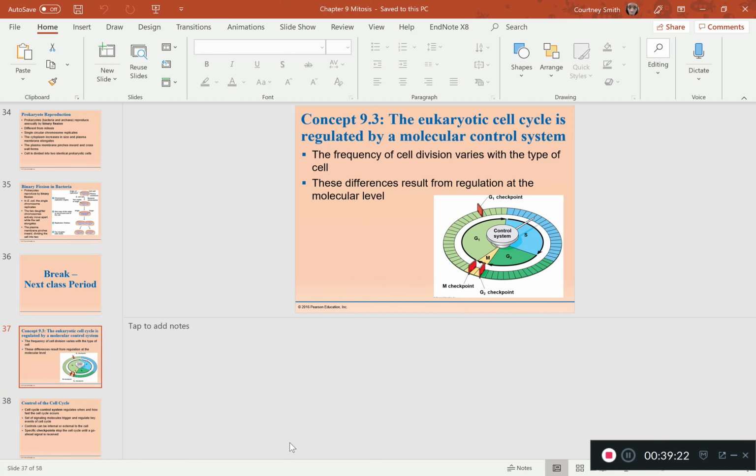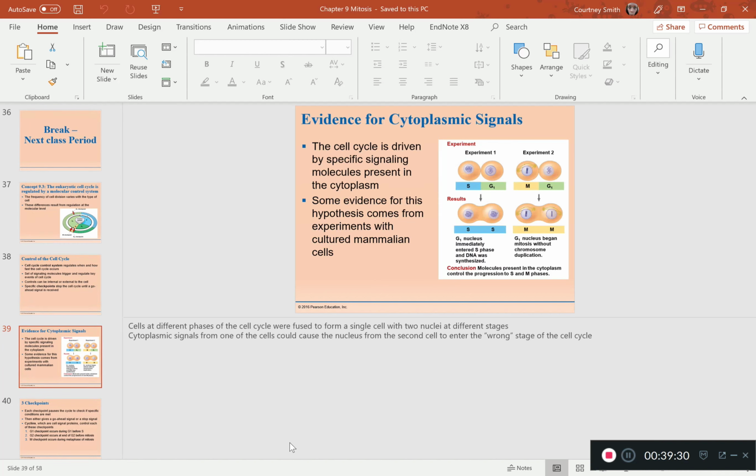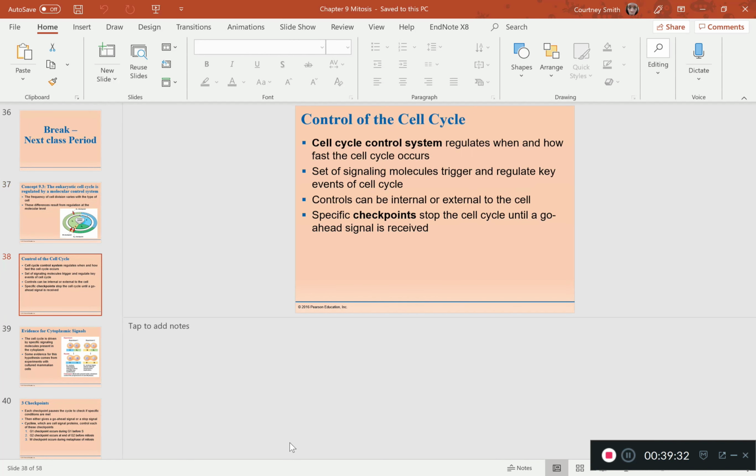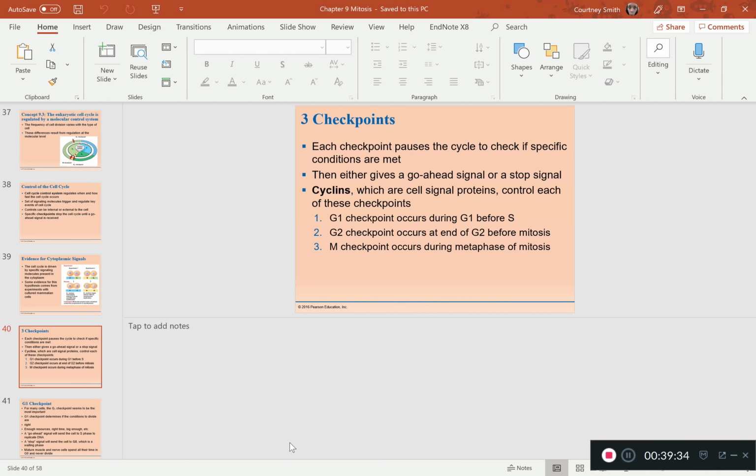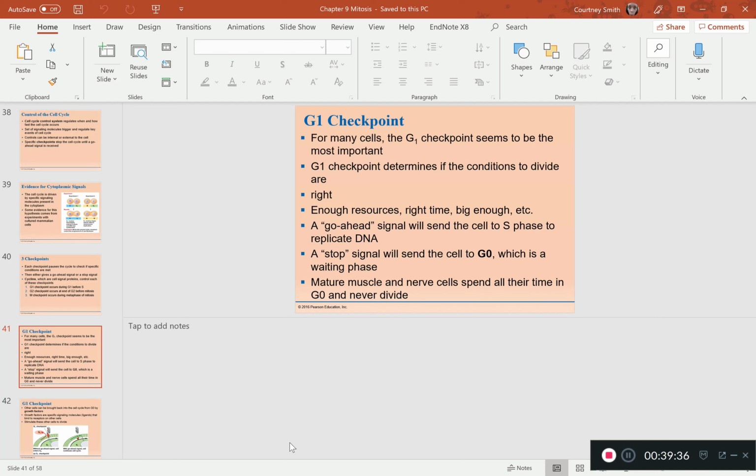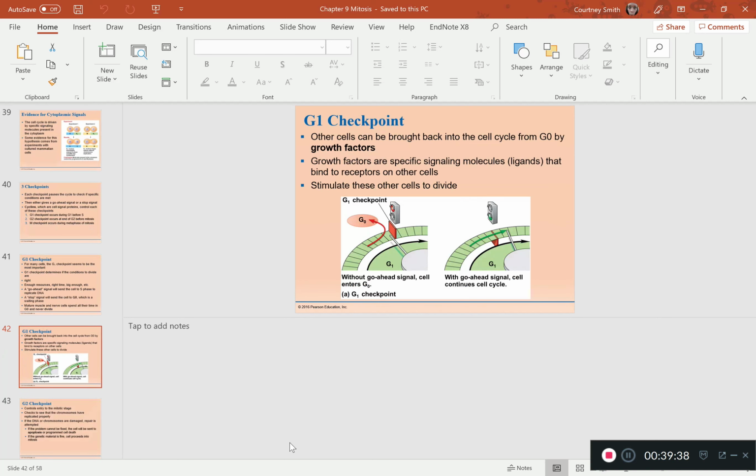Okay, so there are 3 checkpoints. There is the G1 checkpoint, G2, and the M checkpoint. So the first one, the G1 checkpoint, I'm going to just pull up that figure. What it is, is that it occurs during the G1 phase of interphase. For most cells, the G1 seems to be the most important for most cell types.